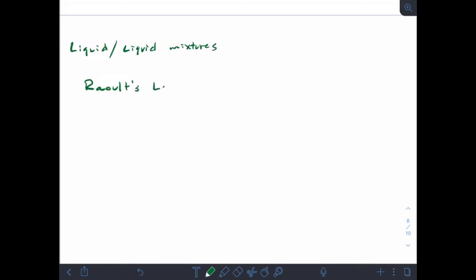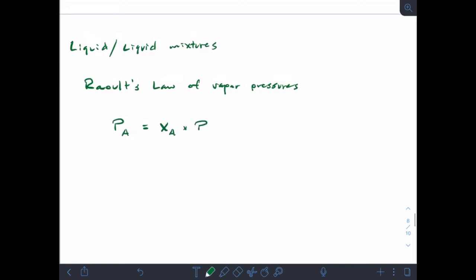Okay. And Raoult's law looks like this. So the pressure of gas A, the vapor pressure of gas A, is equal to the mole fraction of A in the solution times the partial pressure of pure A, so P0 of A, at a given temperature.